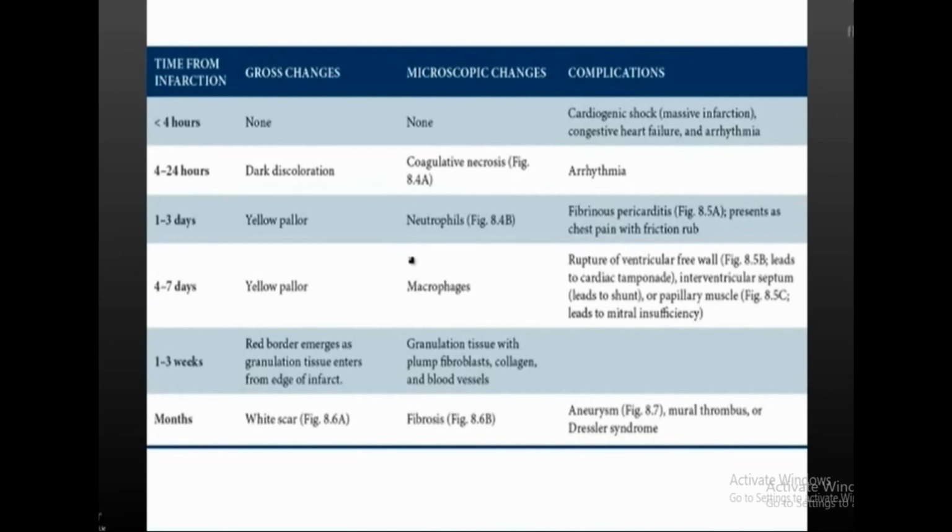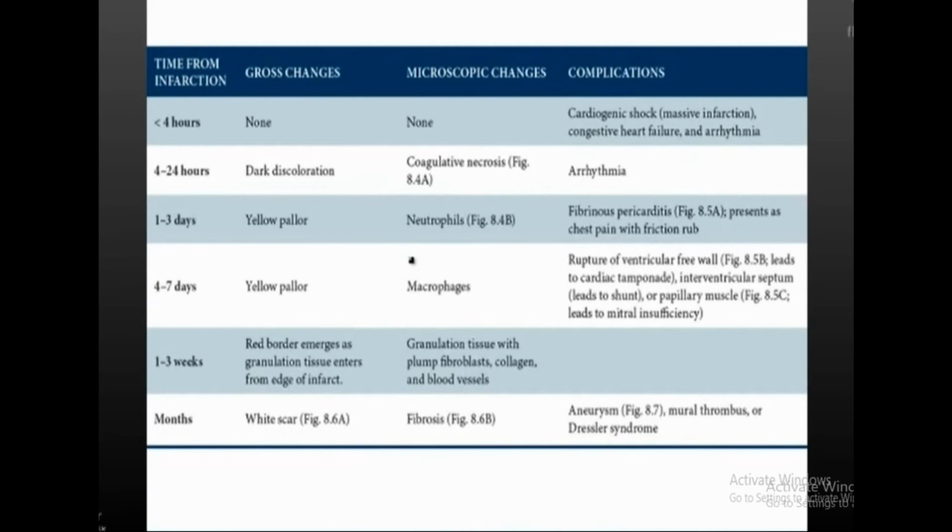And finally we need to consider the scar. What happens if the scar forms? It can lead to aneurysm and mural thrombus. Or Dressler syndrome, an autoimmune disease where our body produces antibodies against our pericardial antigen. And the gross change in this scar is white scar, which occurs after 6 to 8 weeks. Dressler syndrome occurs after 6 to 8 weeks.